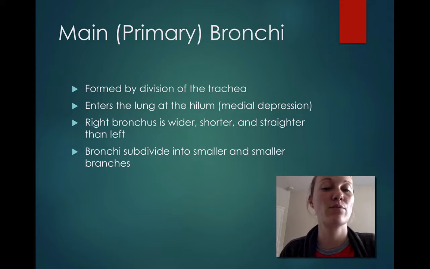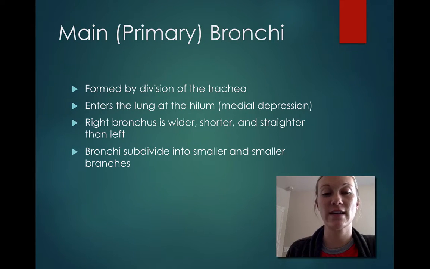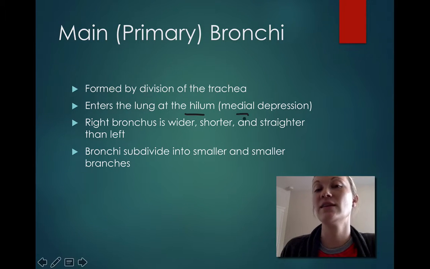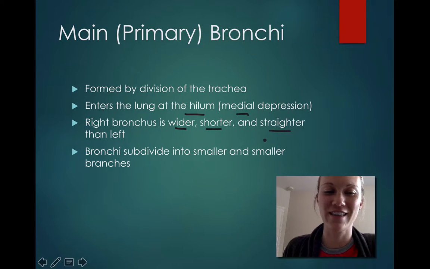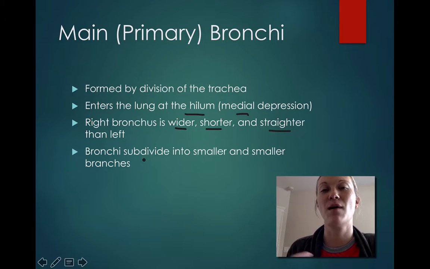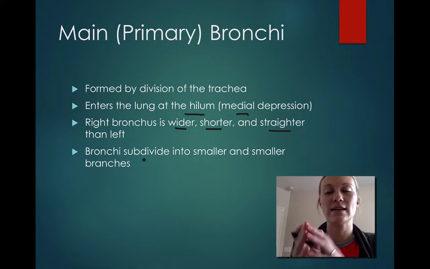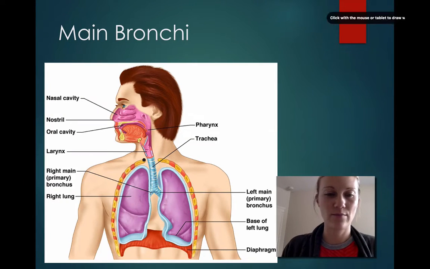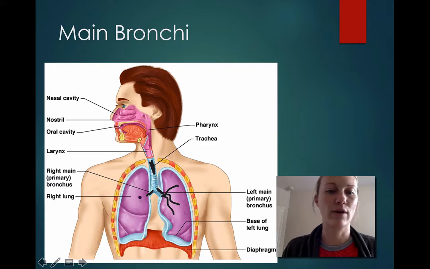Then we have the primary bronchi. These are formed by the division of the trachea. Oxygen enters the lung at the hilum. This is a medial depression. The right bronchus is wider, shorter, and straighter than the left. And then the bronchi subdivide into smaller and smaller branches. The bronchi divide kind of like the branches of a tree, which I'll show you in a picture right here. It starts out with the trachea here, then we're moving into the bronchi, and it's going to divide, and then eventually you'll see that it branches out. Kind of reminds me of a tree trunk.